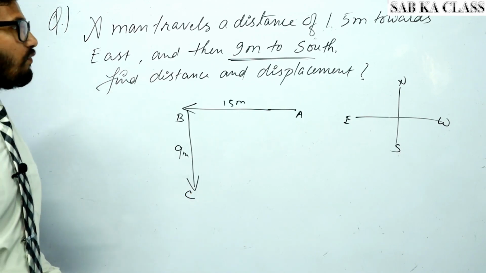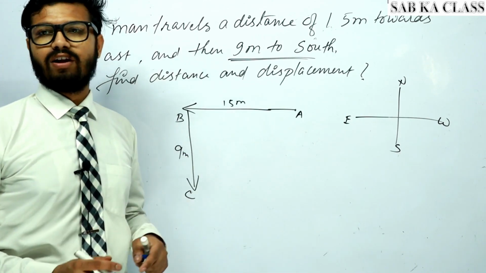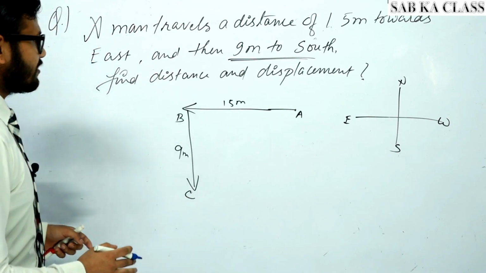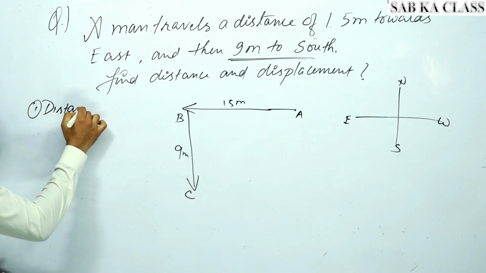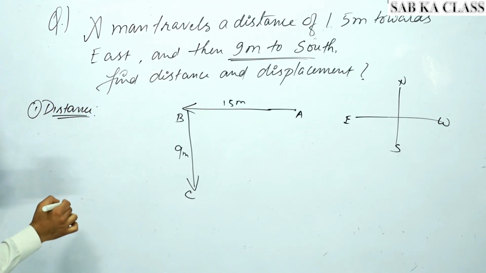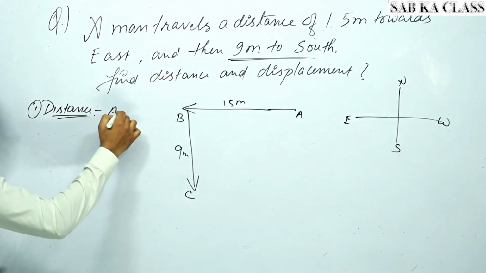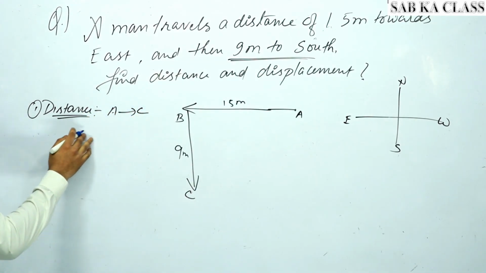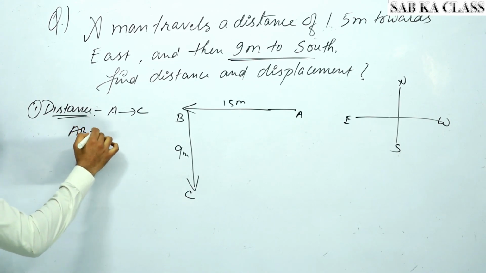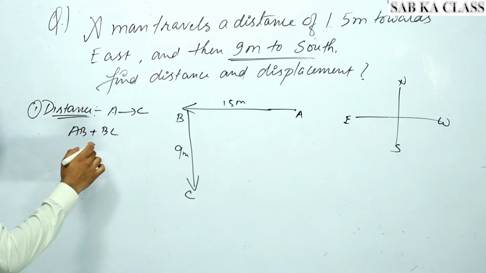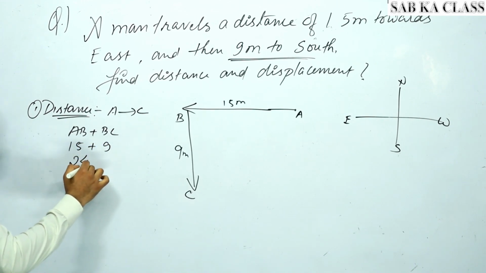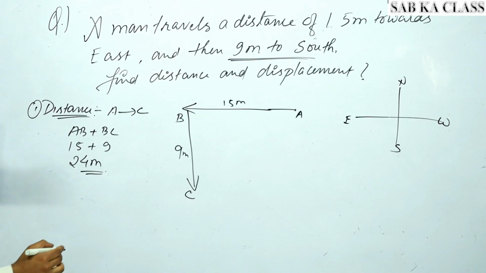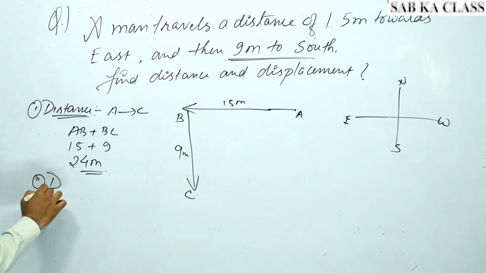Now in this case you have to find the distance and the displacement travelled. Very simple question, so let us find it fast. Number 1, we find distance. Distance means total path travelled, from A to C. Distance equals AB plus BC, that means the total path. Join them all: 15 plus 9 is 24 meter. That means the distance travelled is 24 meter. Any doubt? Very good. Now you have to find number 2, displacement.